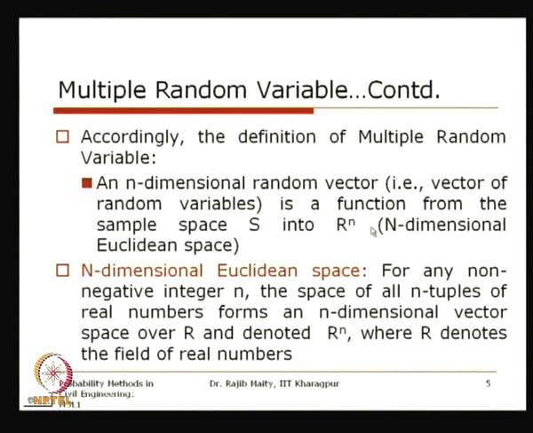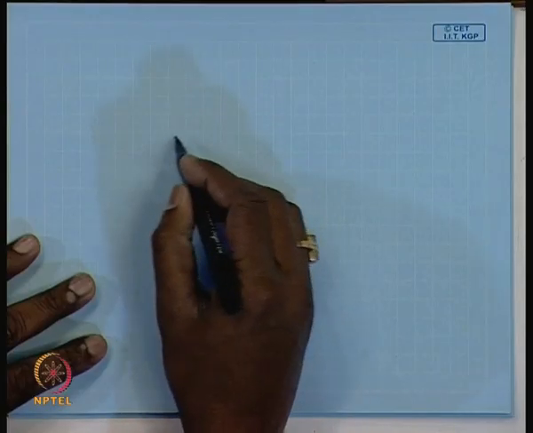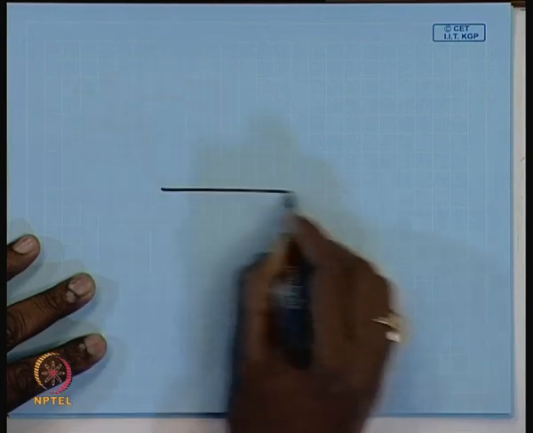So what is meant here by n-dimensional Euclidean space is that for any non-negative integer n, the space of all n-tuples of real numbers forms an n-dimensional vector space over R, denoted as Rn, where R denotes the field of the real numbers. So if we look at this, what we are basically looking for is two axes.